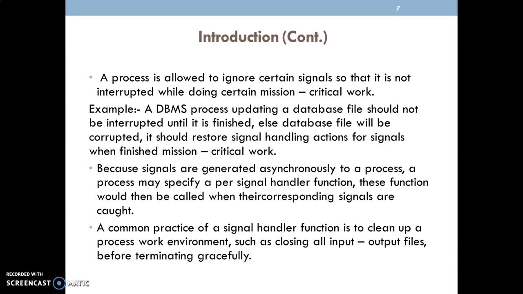Usually the signals are generated asynchronously to a process. The signal may specify the handler function on a per signal basis. Means if, suppose, signal 1 is the interrupt signal, we have some mechanism. For the kill signal we have a mechanism. For the stop signal we have a mechanism. That way, per signal basis, we can define the handler function. The common practice of a handler function is to clean up a process work environment, such as closing all input and output files before exiting.